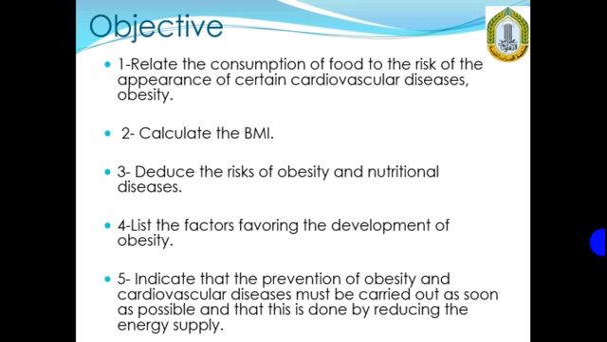Our objectives today will be: 1. Relate the consumption of food to the risk of appearance of certain cardiovascular diseases and obesity. 2. Calculate the BMI. 3. Reduce the risks of obesity and nutritional diseases. 4. List the factors favoring the development of obesity. 5. Indicate that the prevention of obesity and cardiovascular diseases must be carried out as soon as possible, and that this is done by reducing the energy supply.